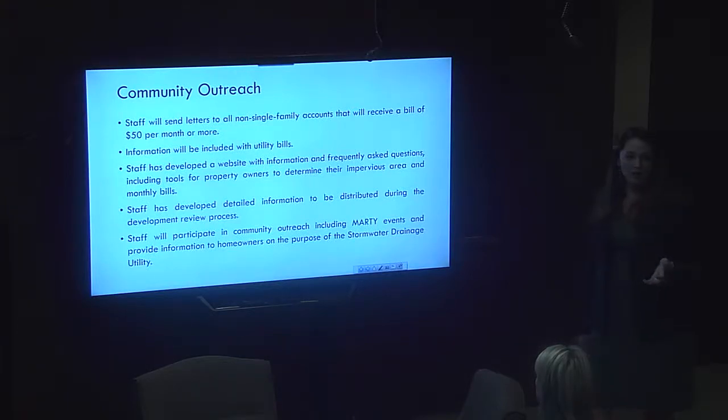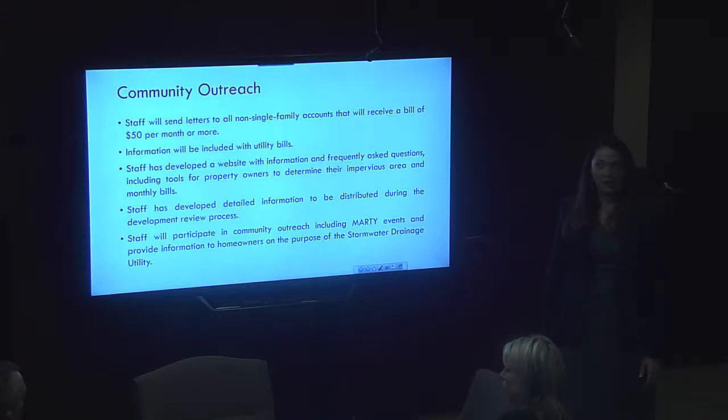We're also getting involved in the development review process. Part of these credits, if you remember those permit structural controls, the best time to get those implemented is during the design phase so that they can be built into the property. And also informing people that if they build a large impervious area, they will be charged for that. So letting people know up front, in new development, what those charges are going to be. We'll also be participating in community outreach, including MARTI events, providing information to homeowners on the purpose of the stormwater drainage utility fee, and letting them know the progress as we start moving into getting some of these capital projects done.